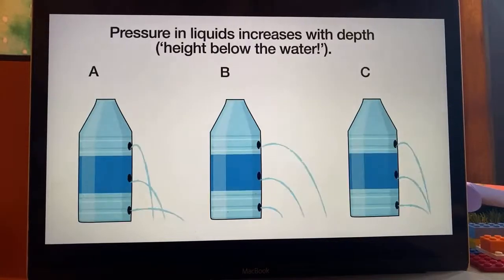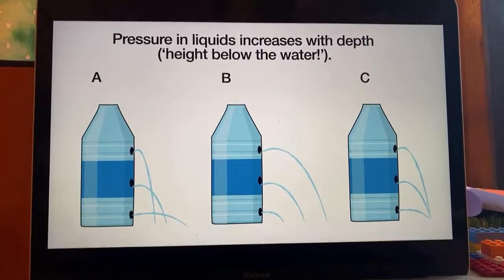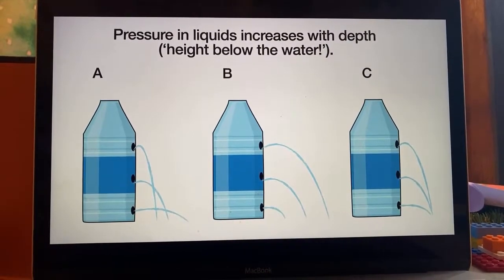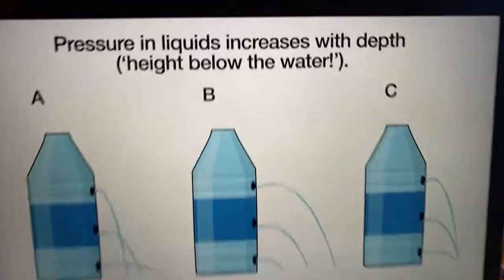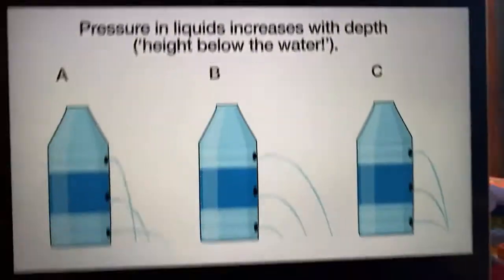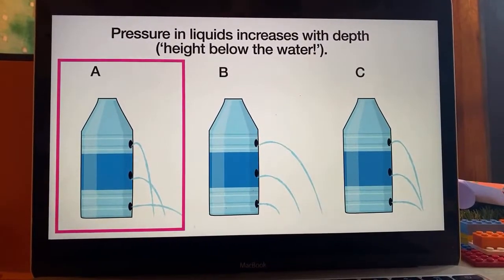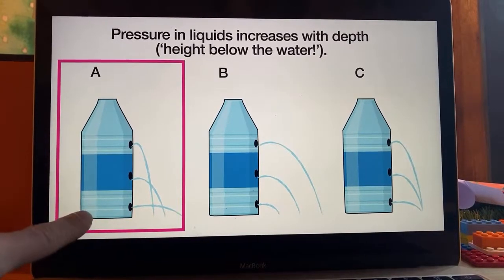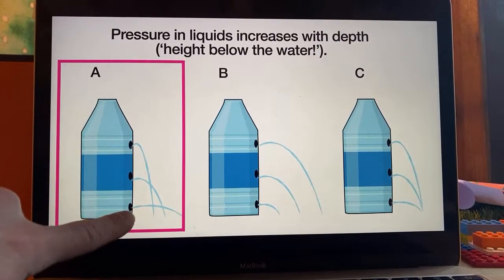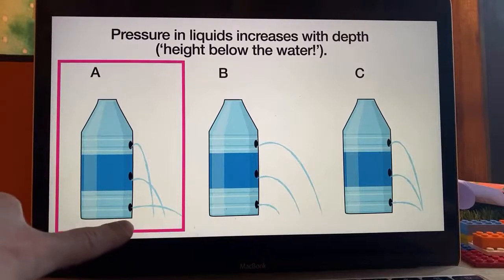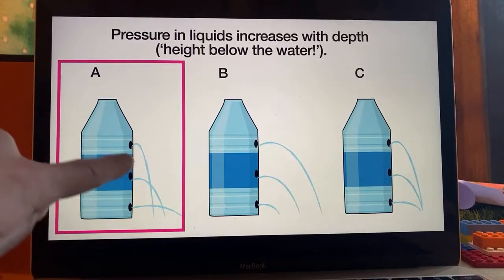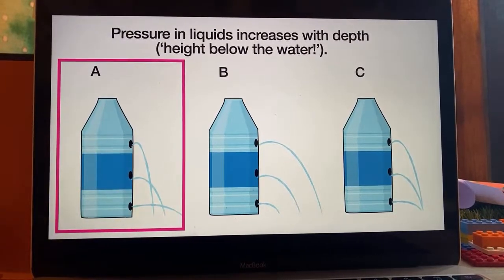Okay, have you got an answer for me? The answer is, well, this is a big clue here. Pressure in liquids increases with depth. So the further down you go, the more pressure is experienced. So the answer was A, because the water right at the bottom is obviously the deepest down, so it's shooting out the most because it's under the most pressure.